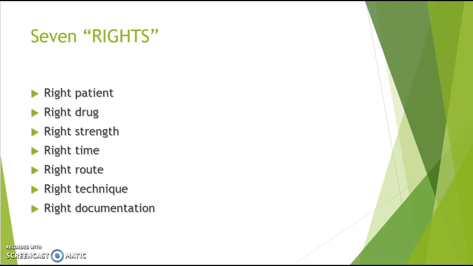Now the 7 rights go with the administration because it's the process of what you need to make sure are correct, or in quotations, right. So when you're administering a drug to a patient, first of all, you need to have the right patient, which means that you have checked the patient's information. Usually we do this through name and date of birth. We might even have a patient number that we check with.